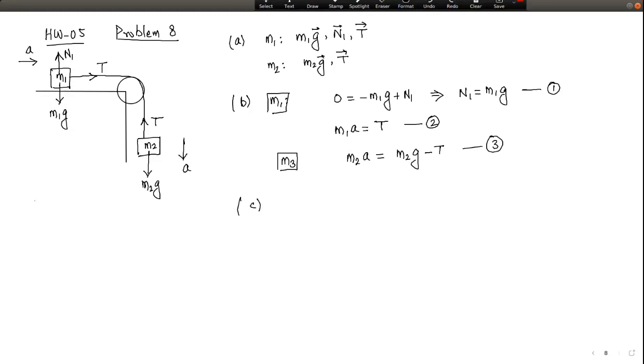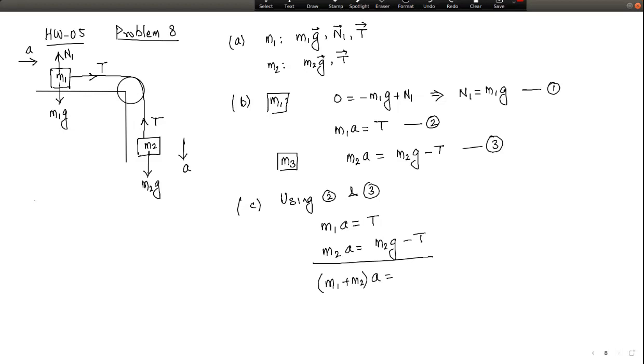Coming to part C, determine the acceleration of the masses. To determine the acceleration of the masses, we use equations 2 and 3. Let me write them down again. M1A is equal to tension T, and M2A is equal to M2G minus the force of tension. That allows me to substitute one in the other, or I will just add these two equations, and I get M1 plus M2 times A is equal to M2G. The force of tension cancels, and that immediately gives me the acceleration A to be equal to M2 over M1 plus M2 times g.